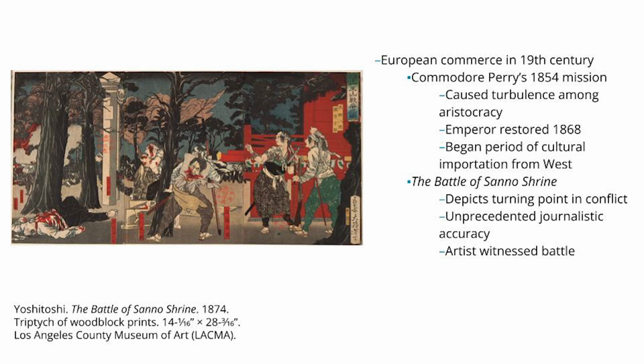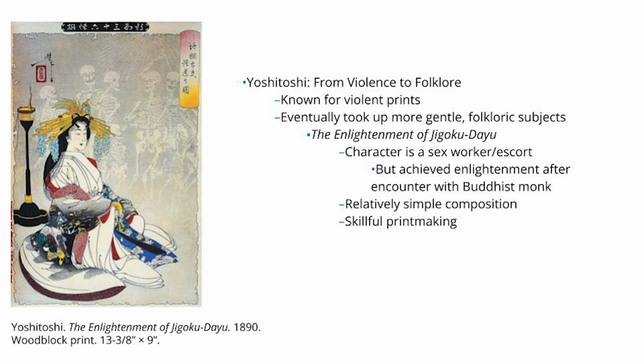And then last, before we get into contemporary examples, I just wanted to feature the artist Yoshitoshi, who really started with violence and then moved towards folklore in what they became famous for. They were well known for their violent prints, like the one that we just saw, but they eventually took up more gentle folkloric subjects. For example, here we see the enlightenment of Jigoku Dayu.